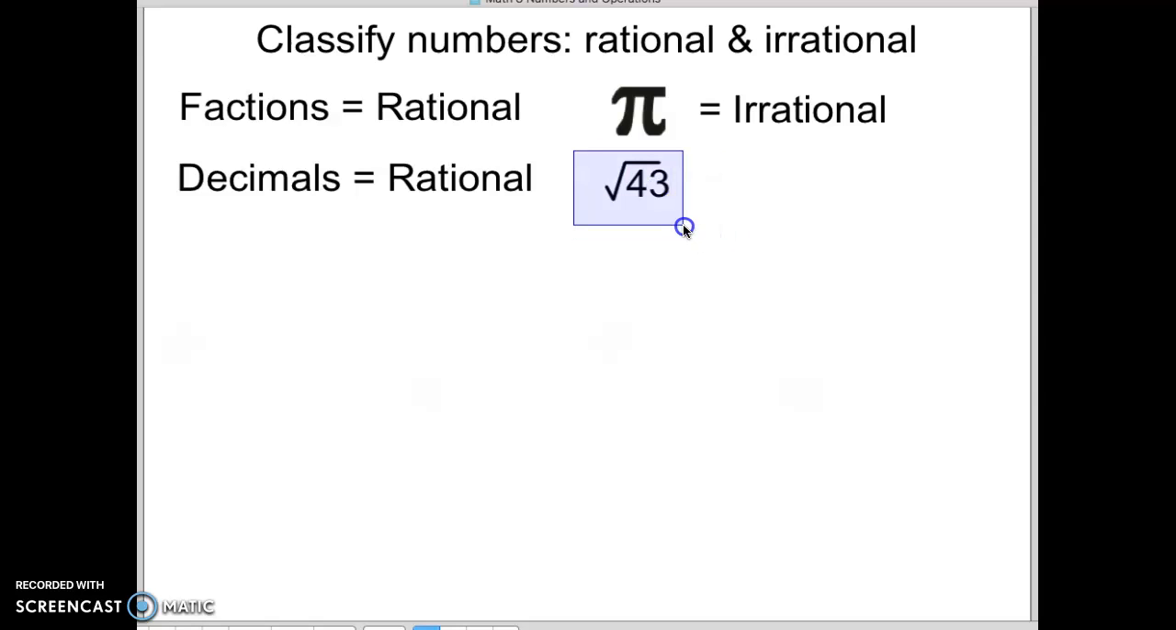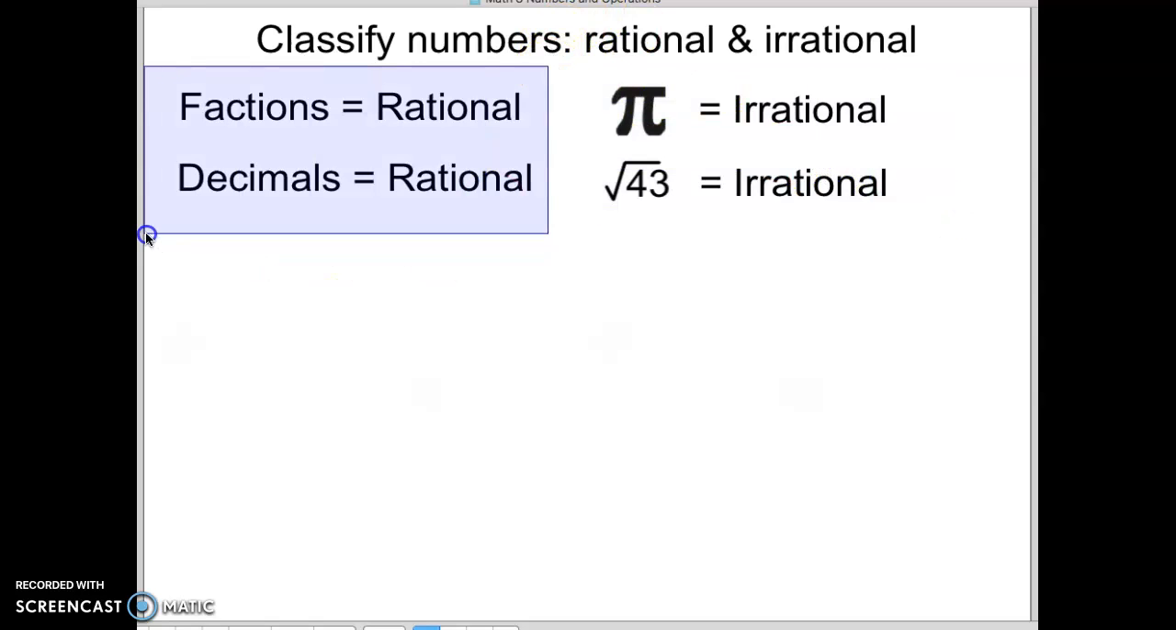So, for example, the square root of 9 is 3. The square root of 25 is 5. Those are real square roots. But the square root of 43, what times itself equals 43? Well, there isn't a number times itself that equals 43, so it's considered irrational. So these are your irrationals, and anything else you've ever known in your lifetime is rational.